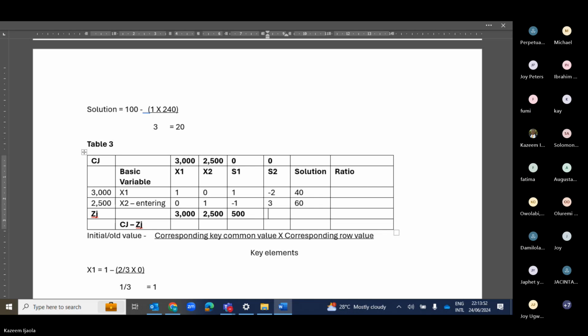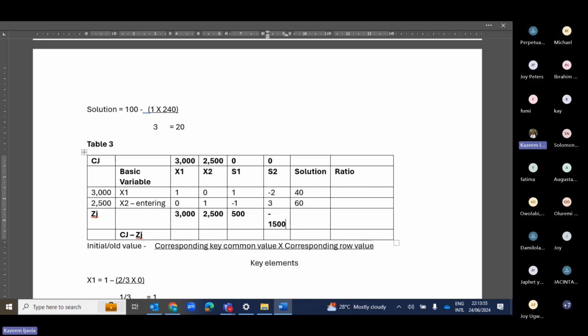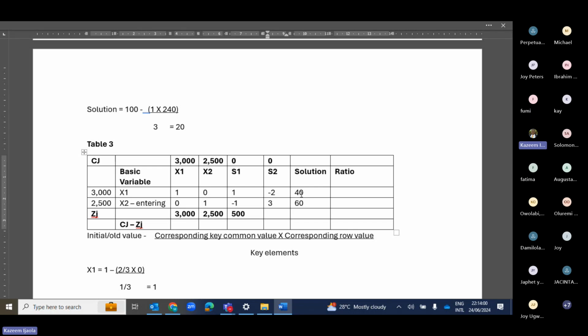Minus 1.5. Minus 1.5. No, is that correct? No, I don't think it's correct. So 3,000 times 2 is 6,000. Minus 2. That's minus 6,000, Abi. Minus 6,000. Then this one will be 1.5. Okay. Then what about this one now? 3,000 times 40 plus 2.5 times 60. That should be 270,000 like this. So what's CJ minus ZJ?